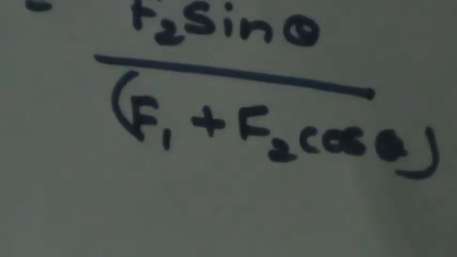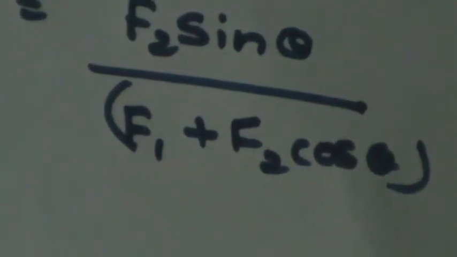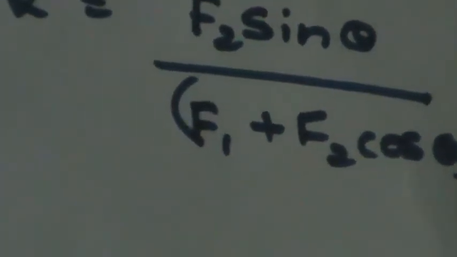F1 plus F2 cos theta must not be equal to 0, so that tan alpha equals 1 upon 0 is not defined. I have already used P equal to F1 and Q equal to F2, so I substitute here as well. So tan alpha is equal to F2, which is Q, sin theta divided by P plus Q cos theta. Tan alpha is equal to Q sin theta divided by P plus Q cos theta.